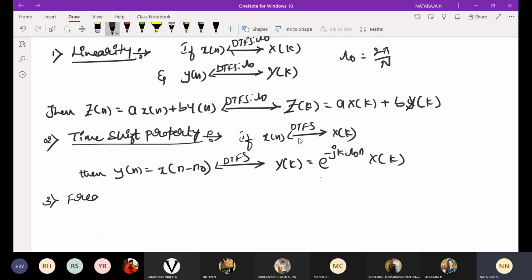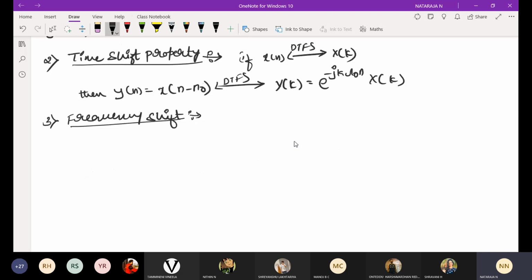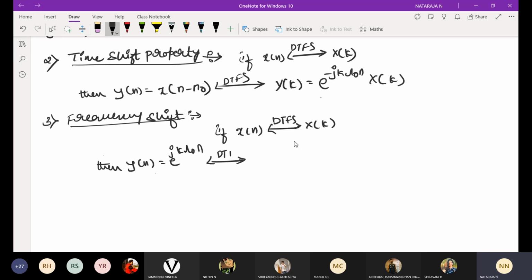Next we have the frequency shift. Third one, frequency shift. If x of n with respect to DTFS gives x of k, then y of n is equal to e power j k naught omega naught n times x of n, with respect to DTFS, y of k is equal to x of k minus k naught.